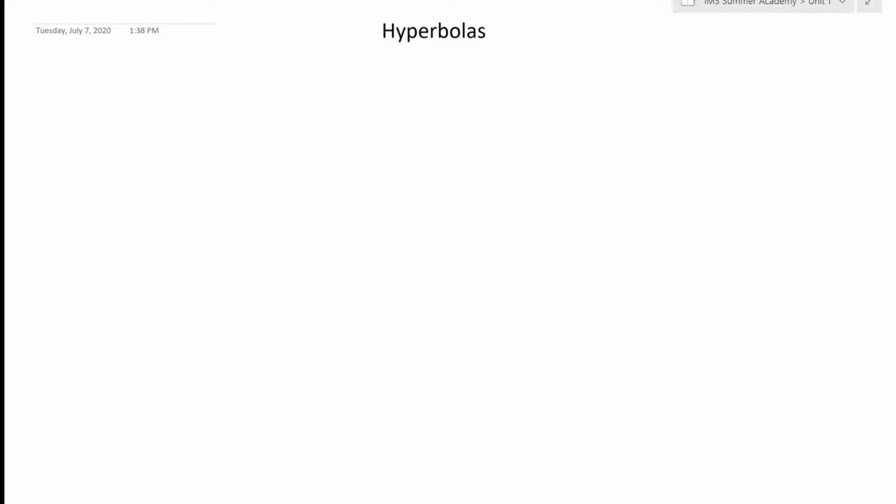For our third shape in the series, we're going to be talking about something called hyperbolas. Okay, so fancy new shape we're going to learn today. And let's start it off again with the general form equation.